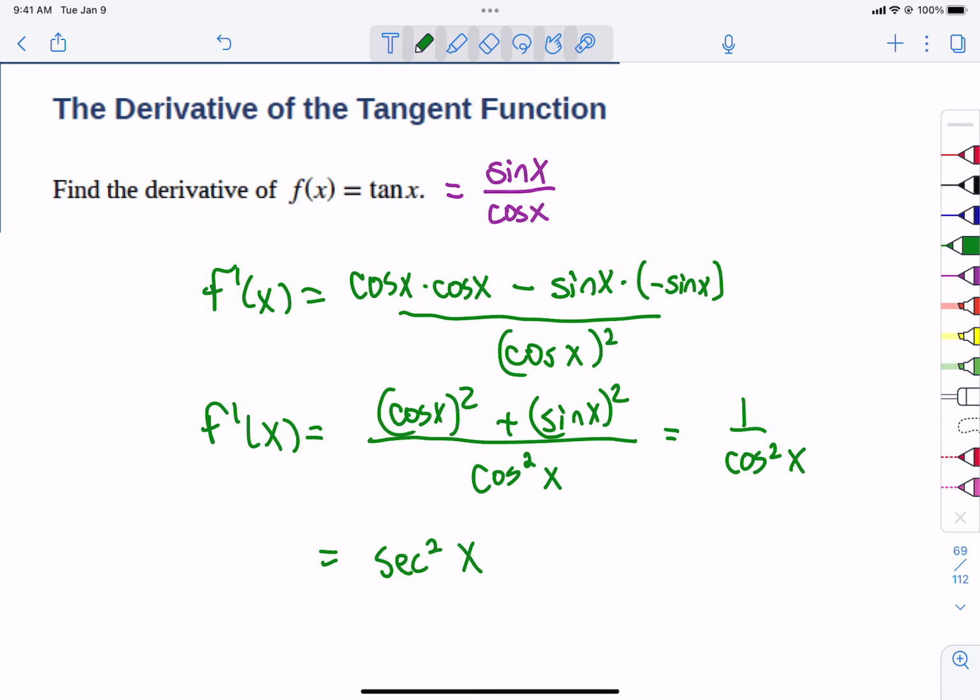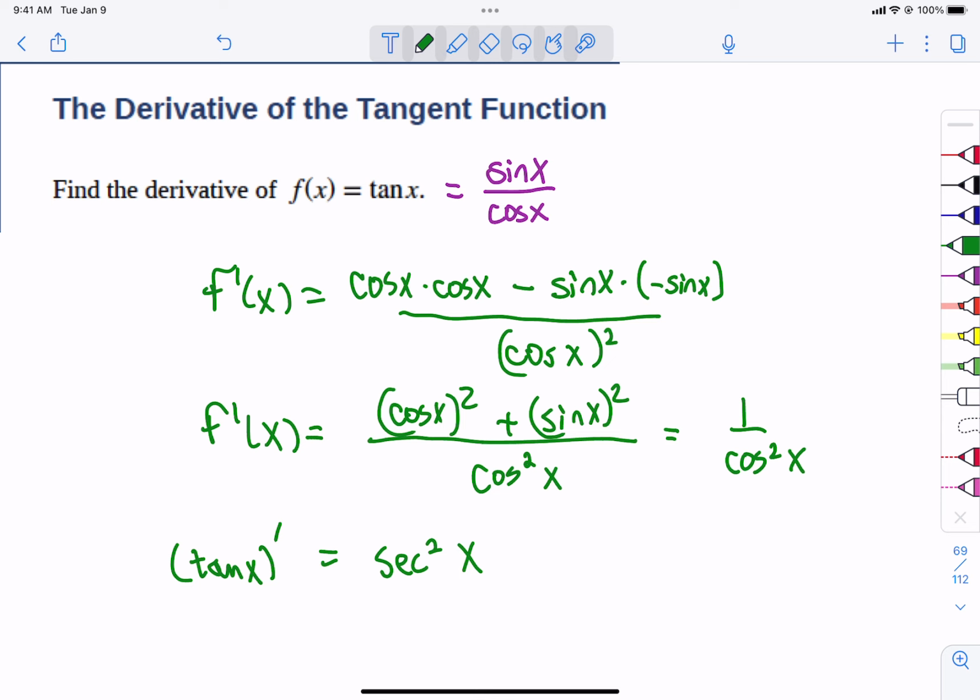Now, do we want to have to do that every single time we see a tangent? No, my goodness gracious. So instead, guess what? We just need to know the fact that the derivative of a tangent is secant squared. That is another fact that you want to have in your brain. The derivative of a tangent is secant squared.